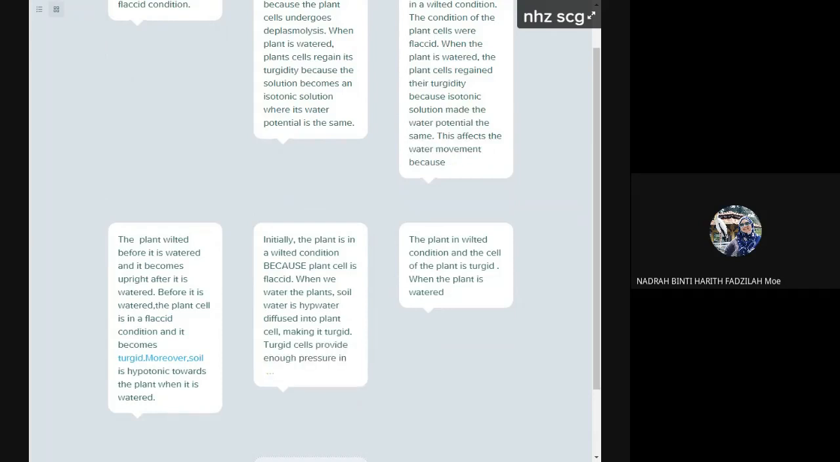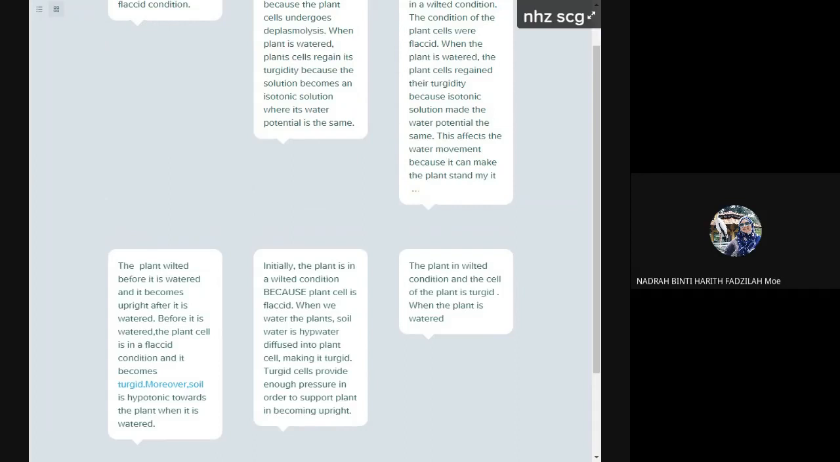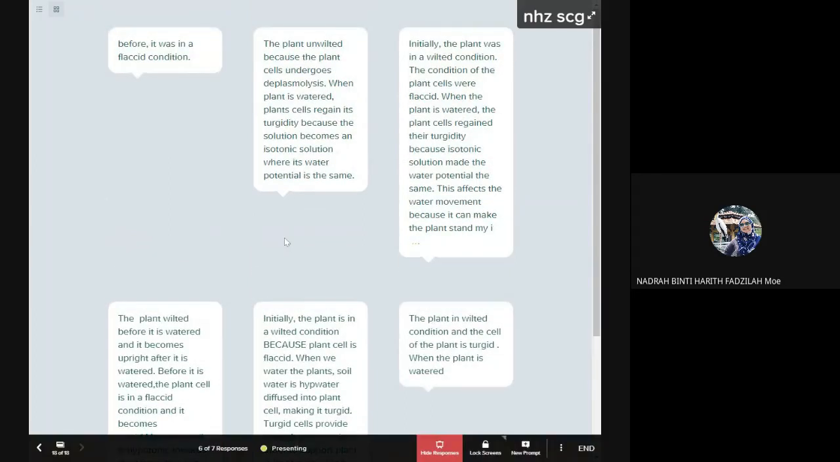Okay. Ada 7 points kat situ ya. Mana-mana 3 daripada 7 points. Doesn't matter ya girls, as long as you have any 3 of the points. Bukanlah nak suruh ingat semua ya. Don't pressure yourself. Jangan rasa tertekan ke apa. Okay, jangan rasa tertekan. As long as you have 3 points, that is good. Okay, so let's see your answer.